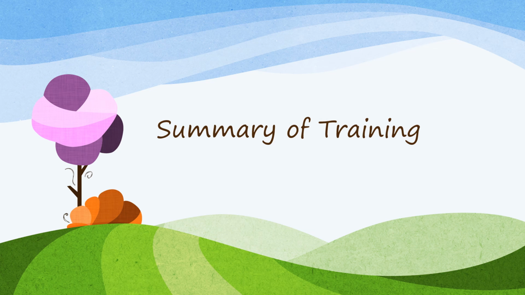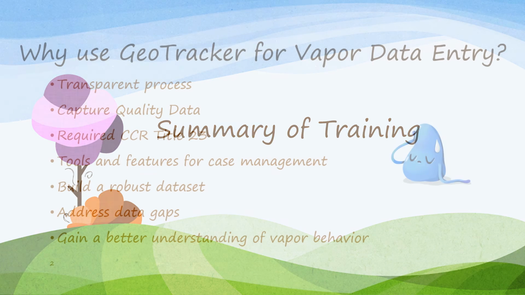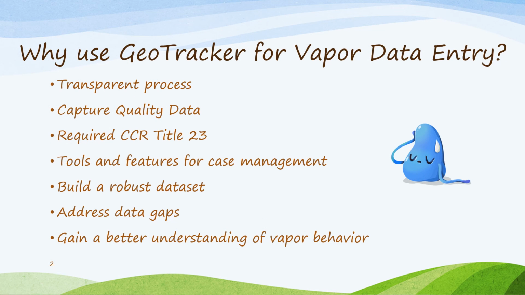So to wrap up today's training, I'm just going to leave you all with a few key points. Why should we use GeoTracker for that vapor data entry? Again, using GeoTracker gives us a transparent process. It also allows us to capture quality data. And some of that data is required by our California Code of Regulations, Title 23, such as submitting that lab analytical data and creating those field points with the correct field point classification.